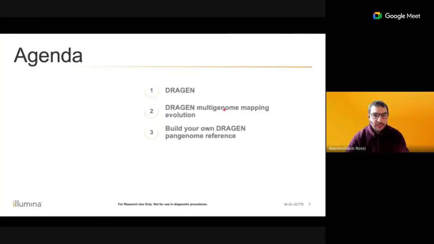So let me first start talking a little bit about what Dragon is, and then I'm going to talk about the concept of the multi-genome mapping that Dragon introduced 4 years ago, and that has shown great accuracy improvements over the years. And finally, I'm going to talk about how to build and use pangenome reference in Dragon. So for example, from the HPRC assemblies that are really great resource.